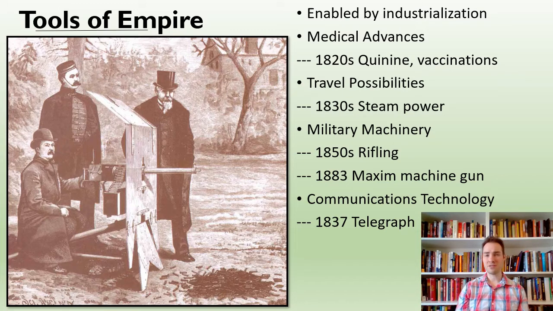Also, you get new communications technology, for example, the telegram and telegraph machine. This allows for quick communication between the metropole and the colonies, or between the metropole and military units, which really aids the level of control that empires can have over their subjects. So all of these sorts of advancements taken together create the means of modern imperialism.